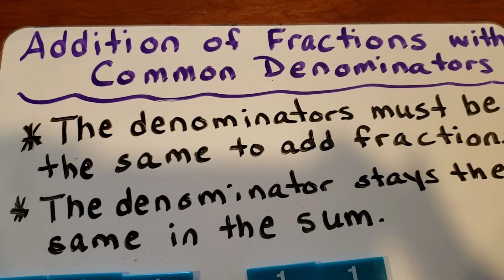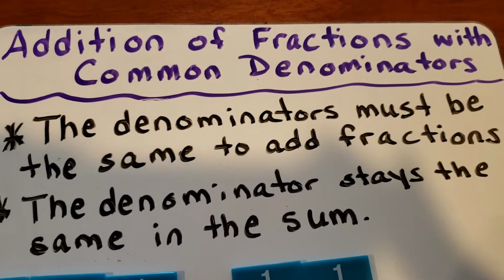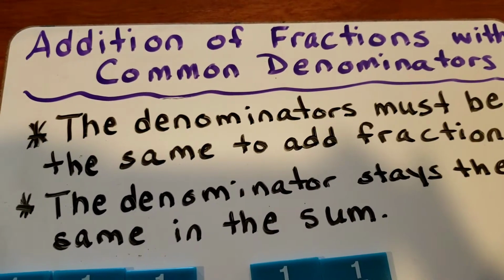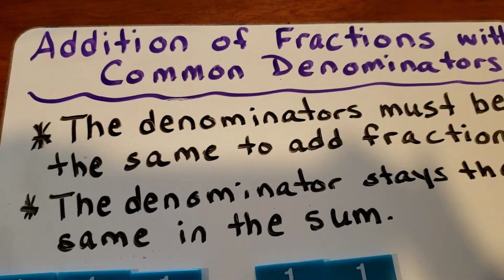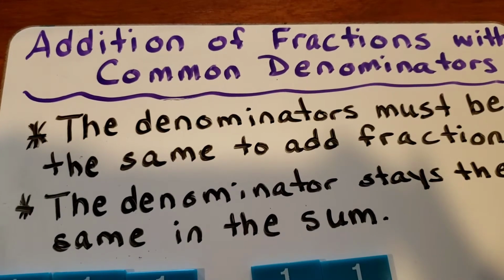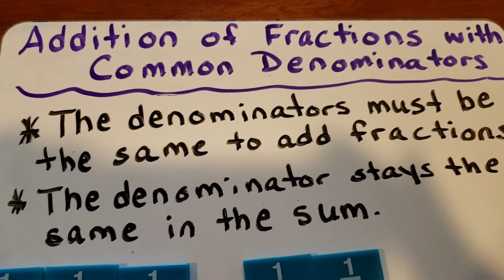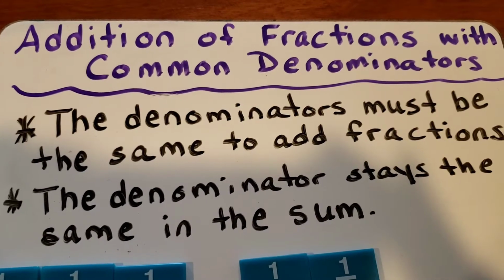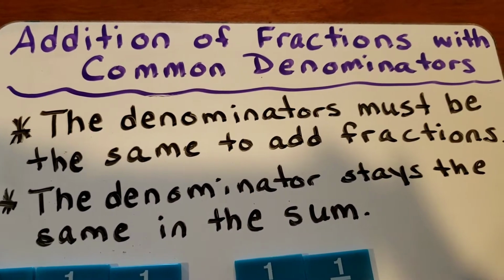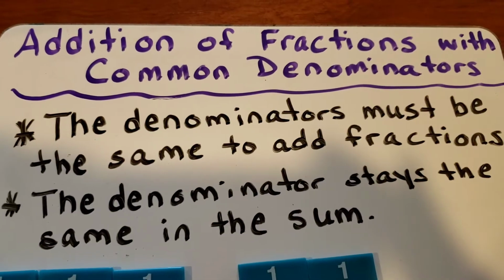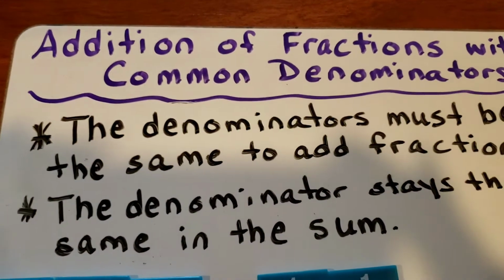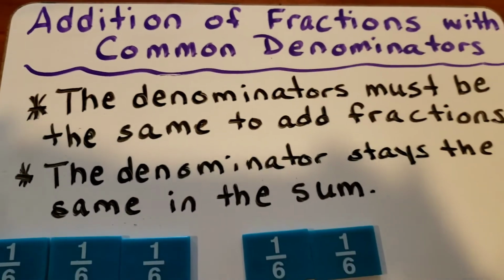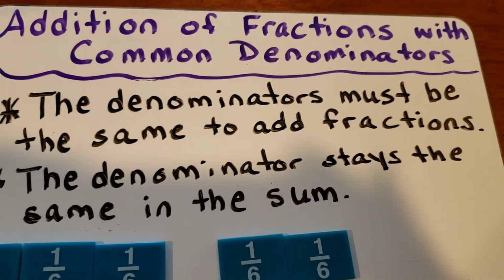This week we're going to work with adding fractions, and we're going to work with fractions that have common denominators. Common denominators mean that the bottom numbers are the same for both fractions, or sometimes there might be more than two fractions, but all the fractions have the same bottom number, which means the whole was broken up into the same number of parts.